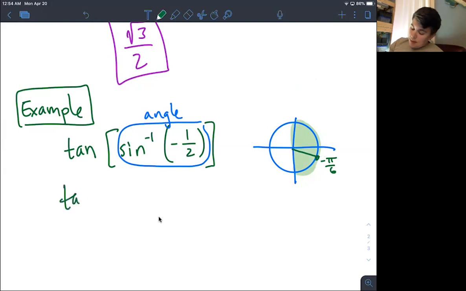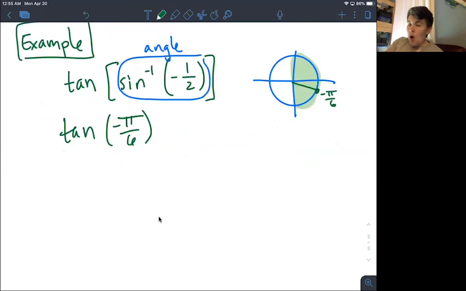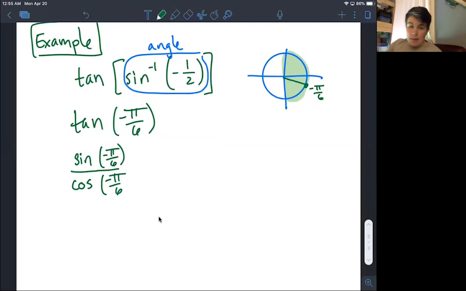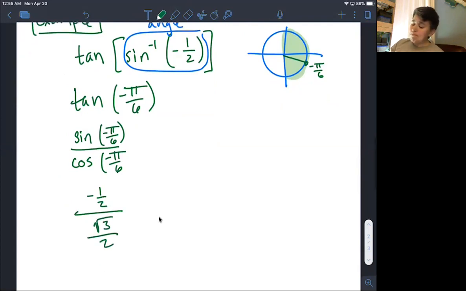Okay, so what that means, y'all, is I'm taking the tangent of negative pi over 6. Now, recall that the tangent is equal to the sine over cosine. So that's going to be the sine of negative pi over 6 over the cosine of negative pi over 6. So let's work that out real quick. The sine of negative pi over 6, we already know, we just said that up there, is negative 1/2. What's the cosine at negative pi over 6? It's the x value. So the cosine is going to be rad 3 over 2. So booyah, that's the tangent, right?